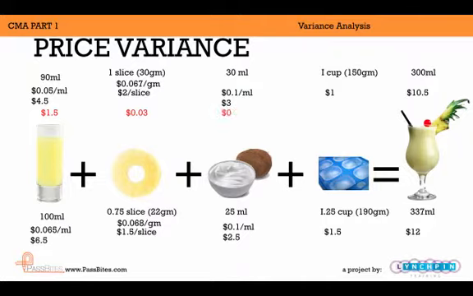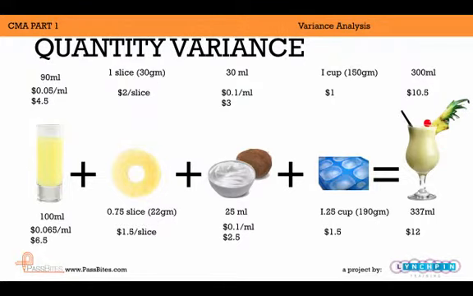A difference in the rates of ice also needs to be calculated, and taking a difference, multiplying it with the actual quantity of 190 grams, it gives us $0.23. Taking a total of all of them together gives us a total variance of $1.76. This is how the price variance will be calculated.